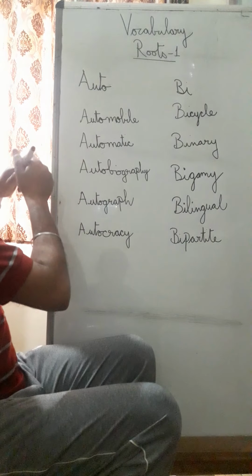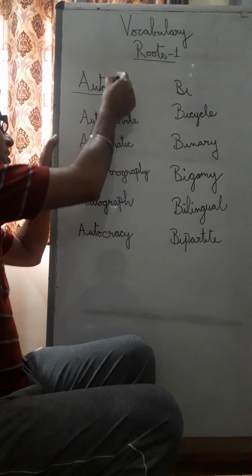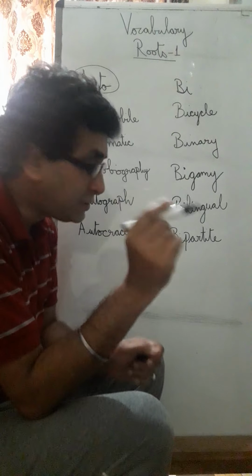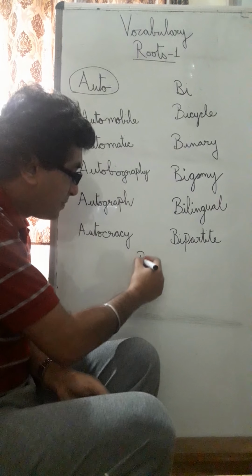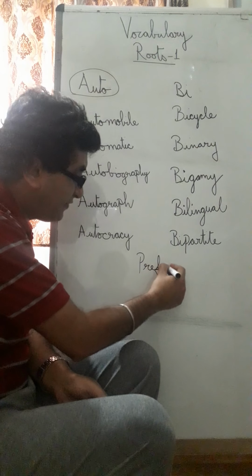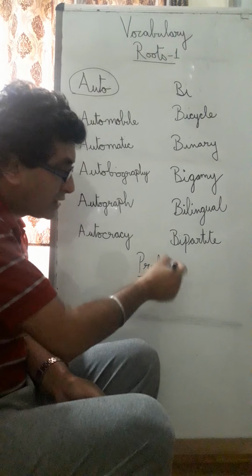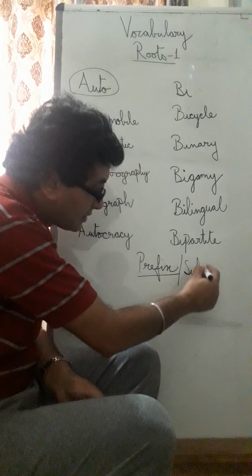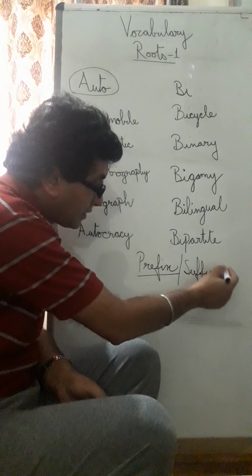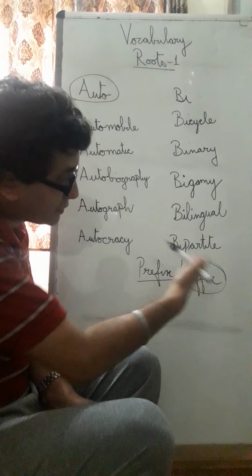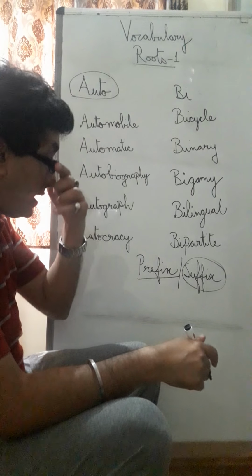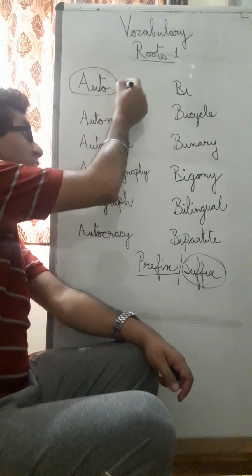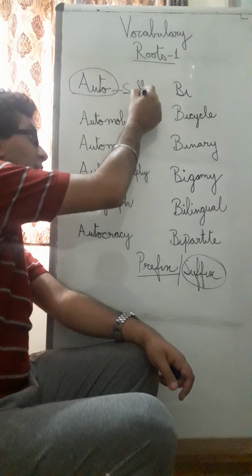Okay. Let's look at the first root, auto. Now, a root is either a prefix or a suffix. Prefix means the root would come before the word, and suffix means the root would come after the word. Alright? So, auto means self.